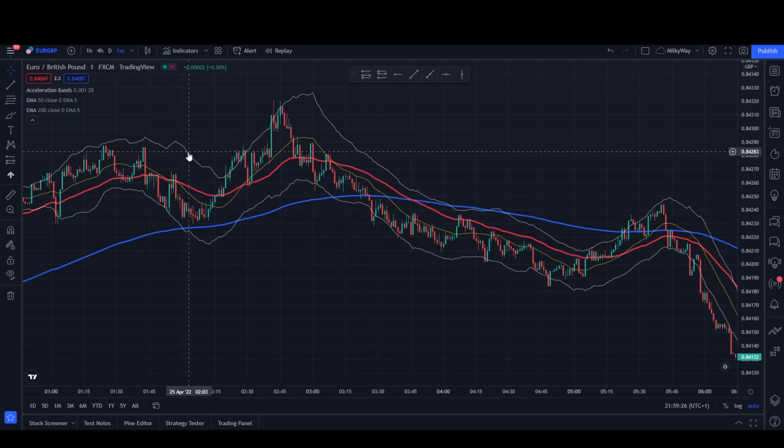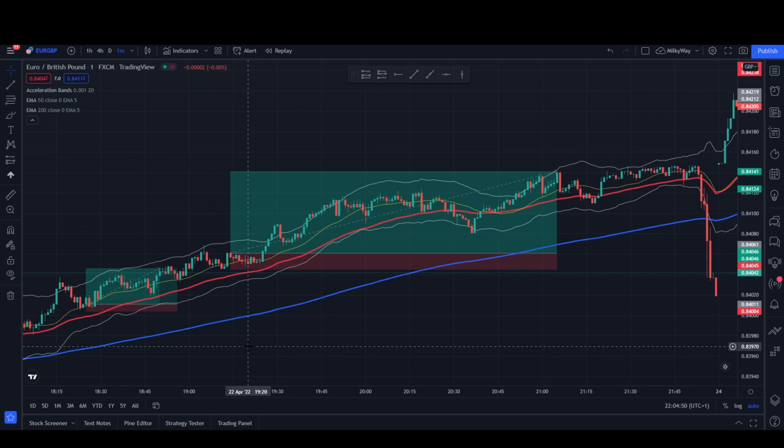All right, so you can clearly see the 2 bands, the upper band here and the lower band here, the middle band in gold here, and then you've got the 2 EMAs crossing right here. So I'll show you a few examples and then we'll dive into the backtest. So here's a couple of examples.